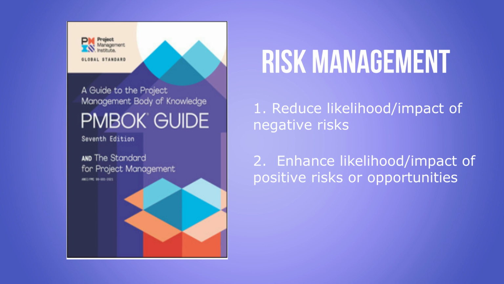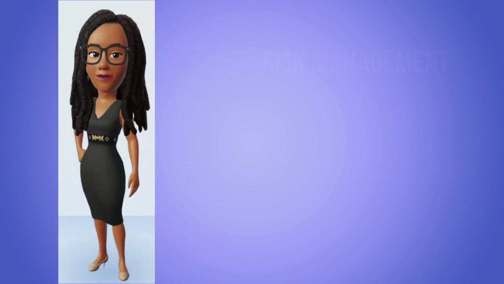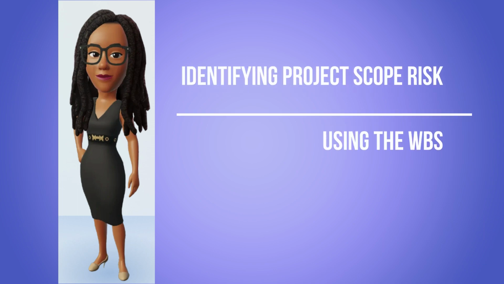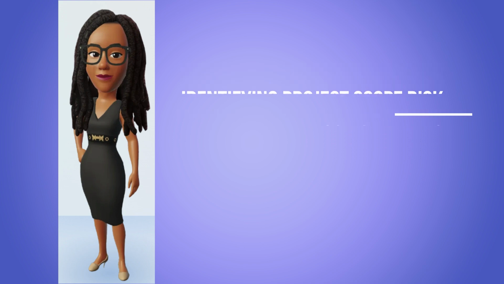In this video series, we will focus on the negative risks. Our focus today is on identifying risks associated with the project scope by using the work breakdown structure, or WBS. Let's go.